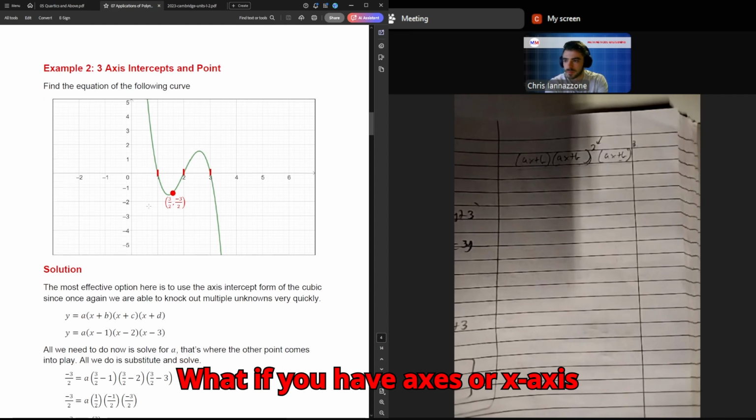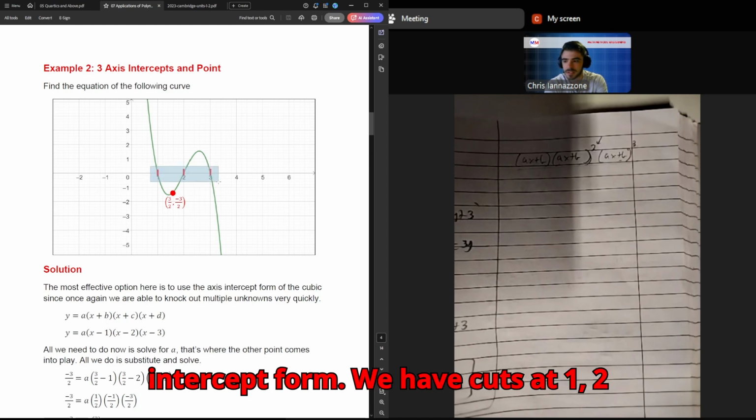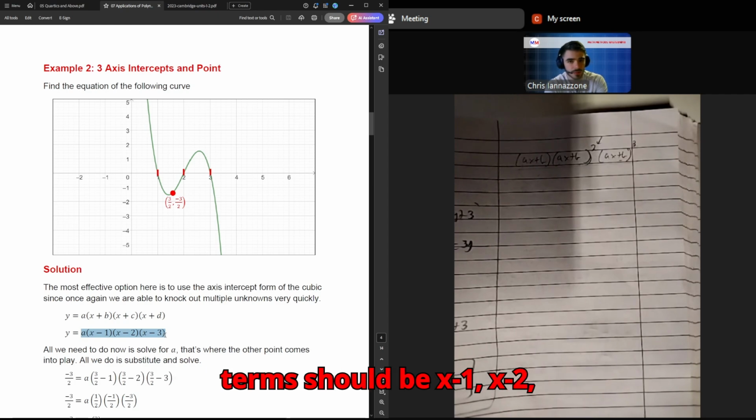What if you have axes or x-axis intercepts? Well, you use the x-axis intercept form. We have cuts at 1, 2, and 3, and so that means our linear terms should be x minus 1, x minus 2, x minus 3.